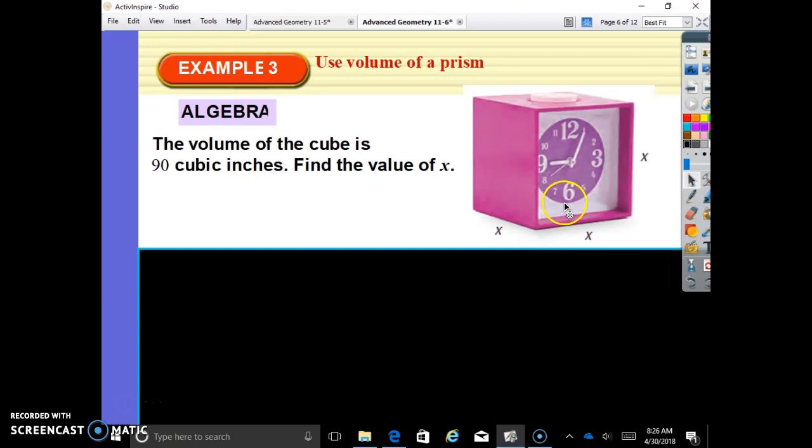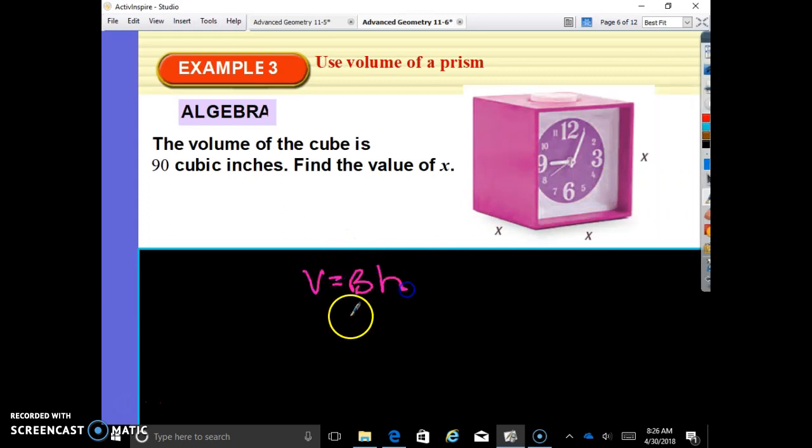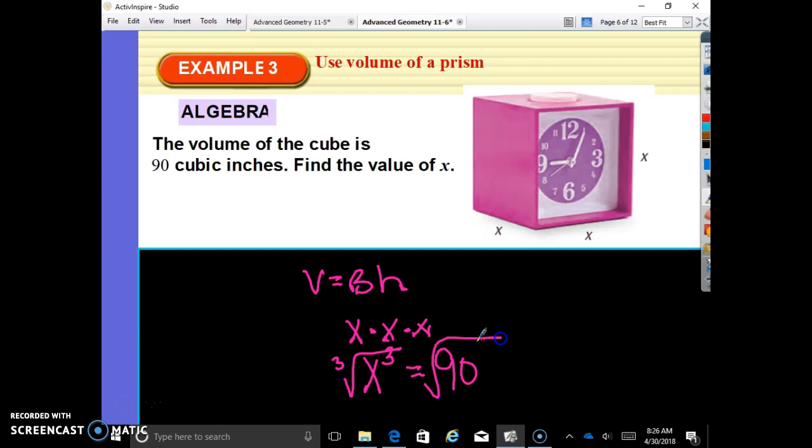This one is a cube, and it says the volume of the cube is 90 cubic inches. What is the value of x? Well, the volume is area of the base times the height. x times x times x in this situation, or x cubed. So x cubed equals 90. So what times itself three times gives you 90? What is the cube root of 90?